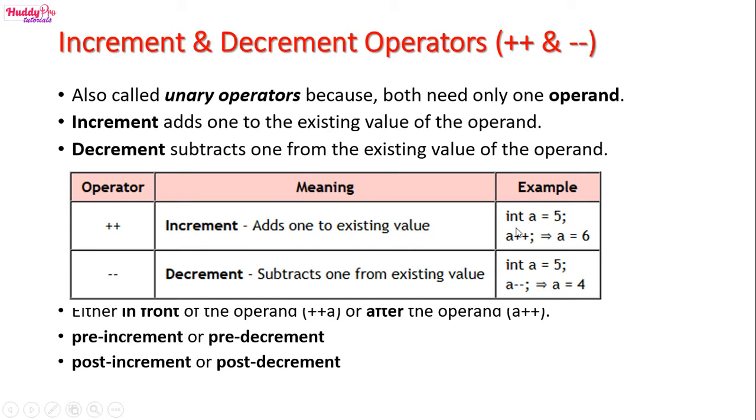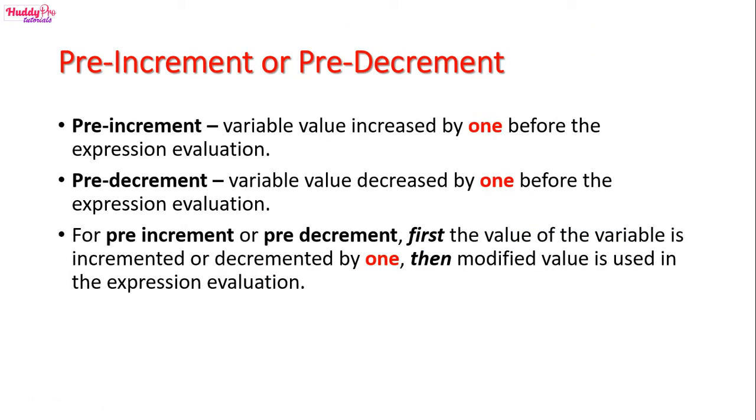This table tries to explain all those details about the increment and decrement operators. Now the increment and decrement operators are used either in front of the operand or after the operand. If they are used in front of the operand, we call it pre-increment or pre-decrement, and if they are used after the operand, we call it post-increment or post-decrement.